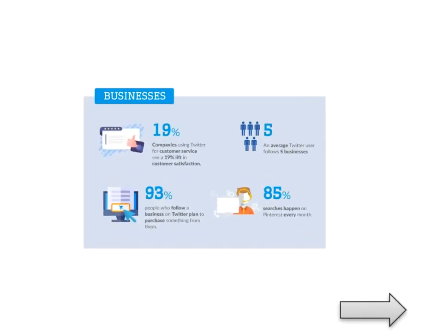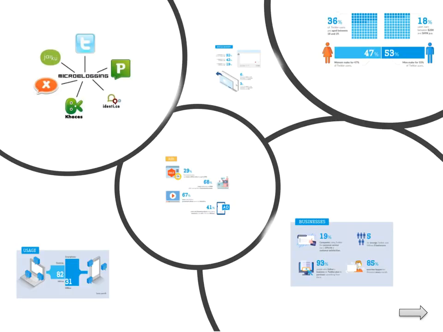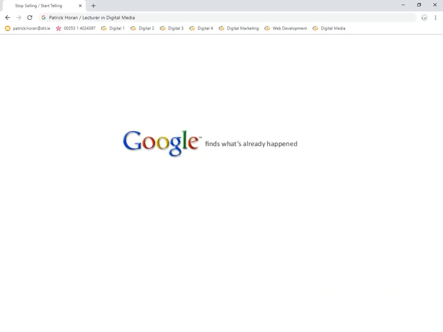Finally here, we've got the whole idea of an average Twitter user follows 5 businesses, okay? 85% of search happens on Pinterest every month, okay? So we're seeing other channels dripping into this as well, okay? So that was just a little touch on what Twitter is and who is involved in it.